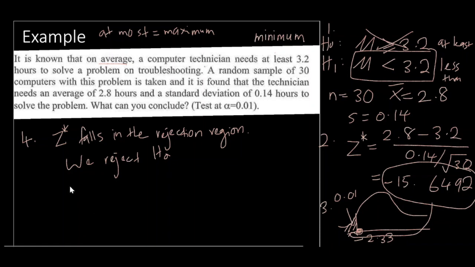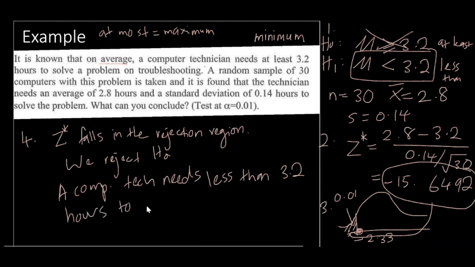Your conclusion would be: a computer technician needs, instead of at least, I would write it as less than 3.2 hours to solve a troubleshooting problem. So again, we extract the information, step number 1, extract the information and write out the null and alternative hypothesis.